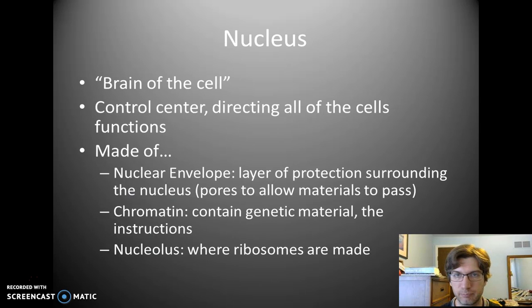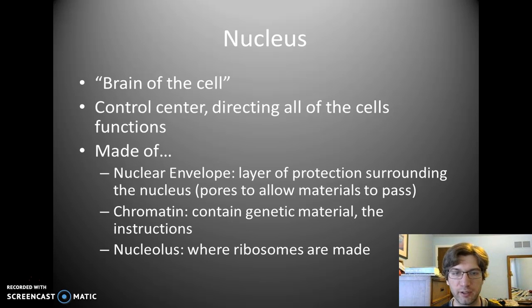Next, probably the most important organelle to know is the nucleus. The nucleus is the brain of the cell. This is your control center. It's going to direct all the functions that this cell needs to do. It is made up of 3 smaller structures.